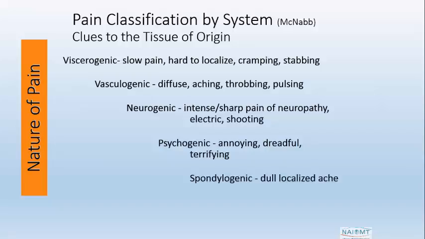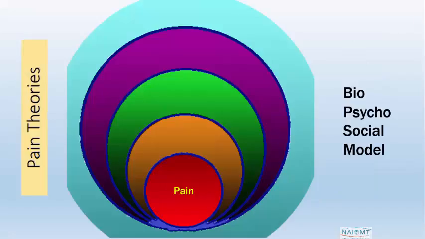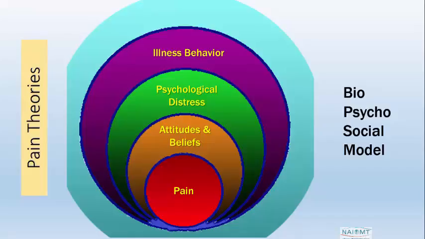Spondylogenic pain is dull, localized aching. And systemic varies in its presentation, and pain is usually not the only symptom. We have tools which can help in identifying different types of pain, particularly ones that may be involved with maladaptive pain behaviors: the McGill and the Fear Avoidance Behavior Questionnaire, which has a version sensitized for the neck. The dominant theory for pain currently is that pain experience exists within the individual's attitudes and beliefs, is impacted by their psychologic distress, creates their illness behavior, and this all occurs in a social context.